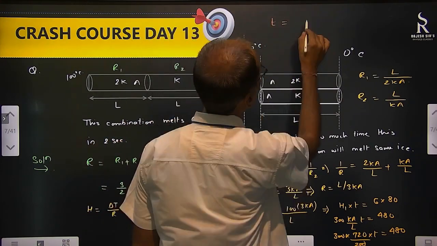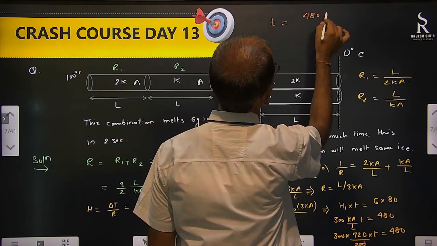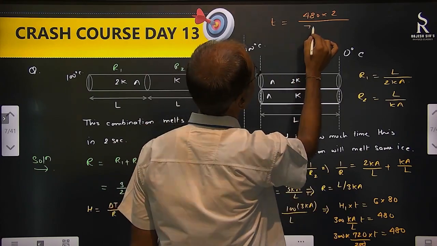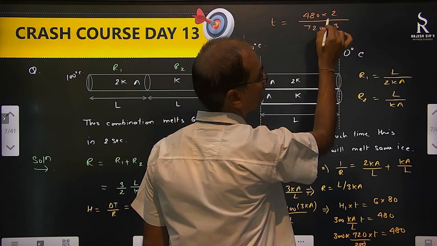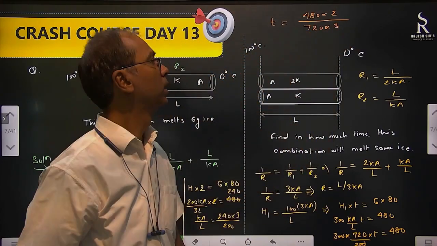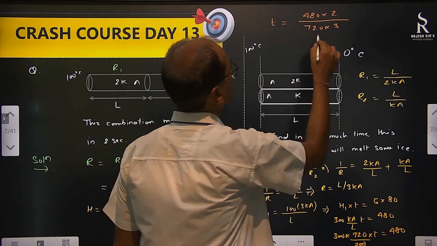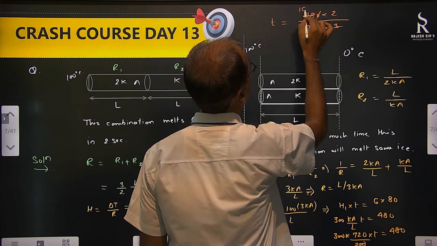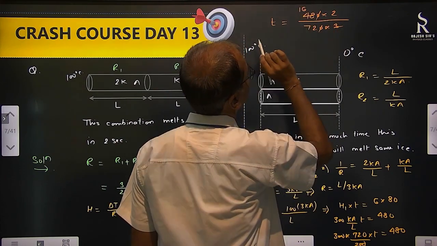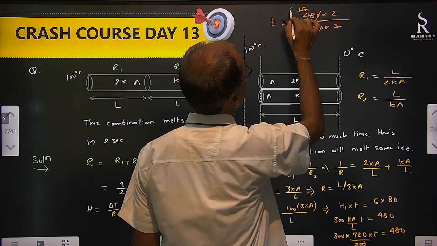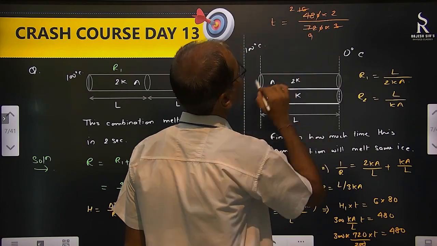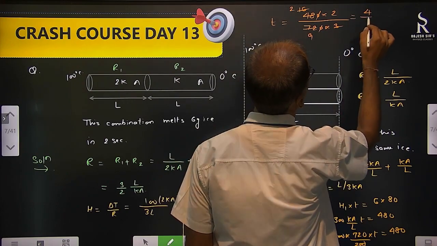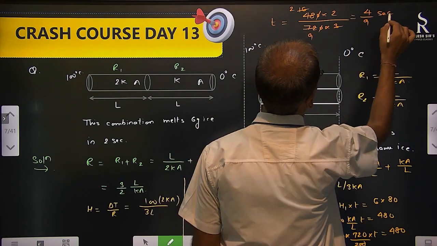So T equal to 480 into 2 by 720 into 3. Okay, so this is cancelled first and this is 16. Then this is 8 twos are 16, this is 8 nines. That's all. So 4 by 9. It will take 4 by 9 seconds.